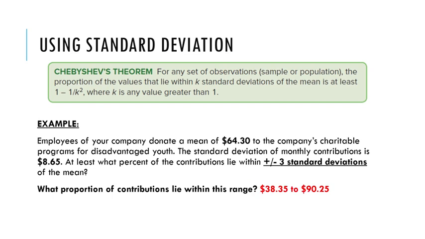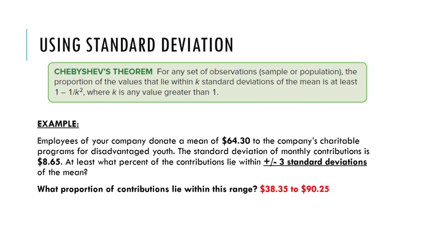So I have my 3 standard deviations below the mean, and I have my 3 standard deviations above the mean. We want to find out what proportion of contributions lie within this range right here. So what proportion of the contributions lie between $38.35 and $90.25? In other words, plus or minus 3 standard deviations of the mean. So we haven't answered the question yet. All we've done so far is deal with the plus and minus 3 standard deviations of the mean.